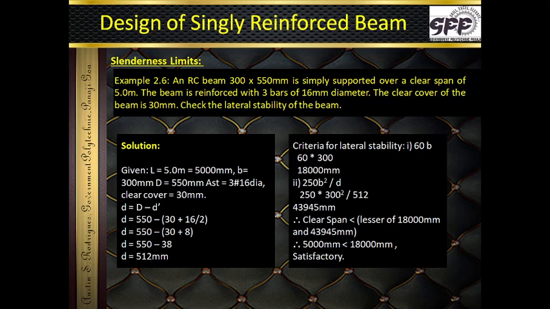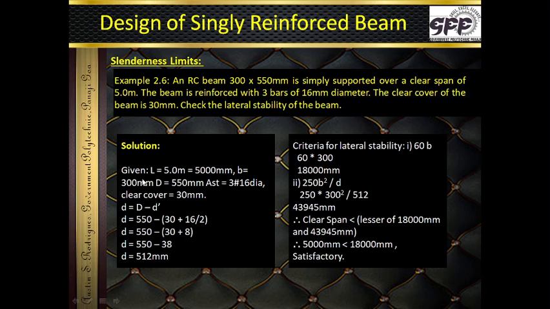The example is: an RCC beam 300 by 500 mm is simply supported over a clear span of 5 meters. So obviously the lateral restraints are 5 meters apart. The beam is reinforced with 3 bars of 16 mm diameter. The clear cover of the beam is 30 mm. Check the lateral stability of the beam. So let us go to the solution.